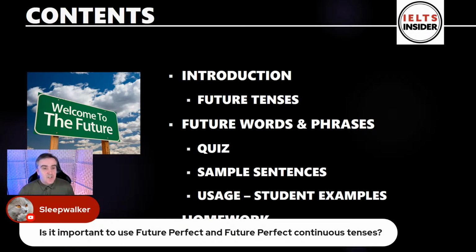Oh, this is a great question. Now, I'm going to talk a little bit about grammar tenses, Sleepwalker. I am not going to talk about the future perfect and future perfect continuous tenses. And the reason is they're not so important. They are very rarely used. They are used for very specific occasions. So I'm not going to mention them at all today. I don't think they're the most important grammar tenses we need to talk about the future. So great question.